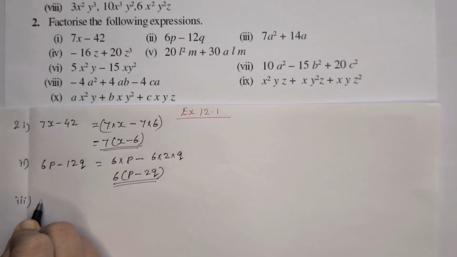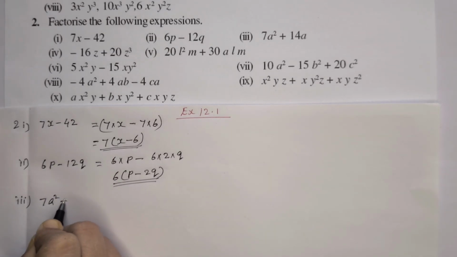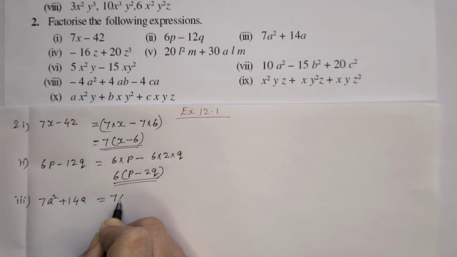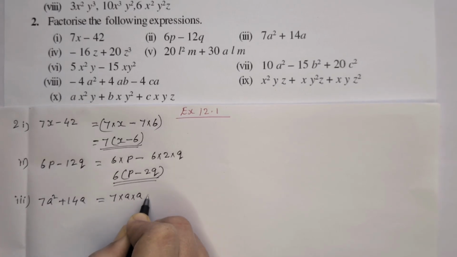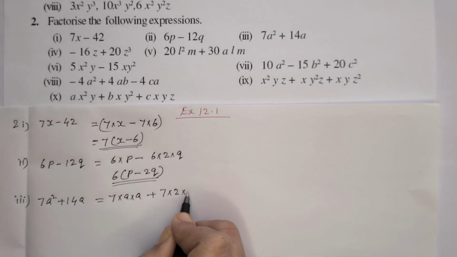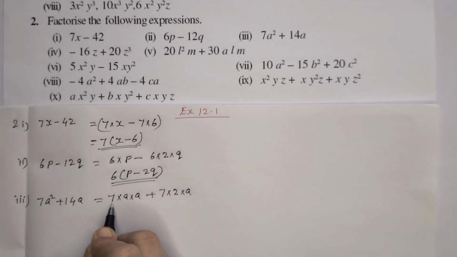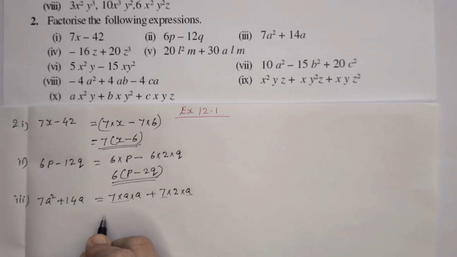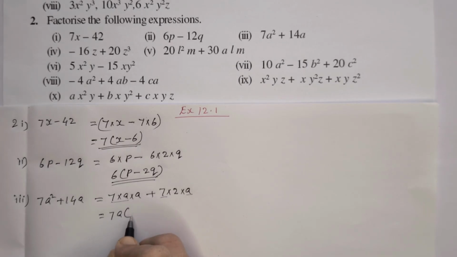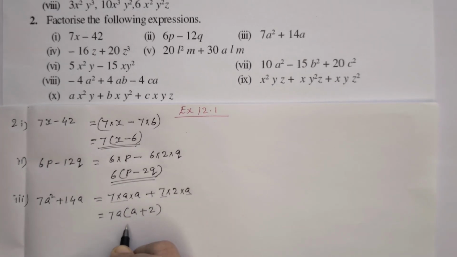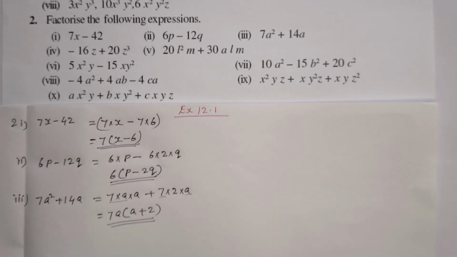Third one, 7a square plus 14a, which means 7 into a into a, plus 7 into 2, 14, into a. From here we can take 7a as common, 7 and a in both the terms. So with that we can take 7a as common, into, then 1 a is remaining, plus here 2 is remaining. So 7a into a plus 2.